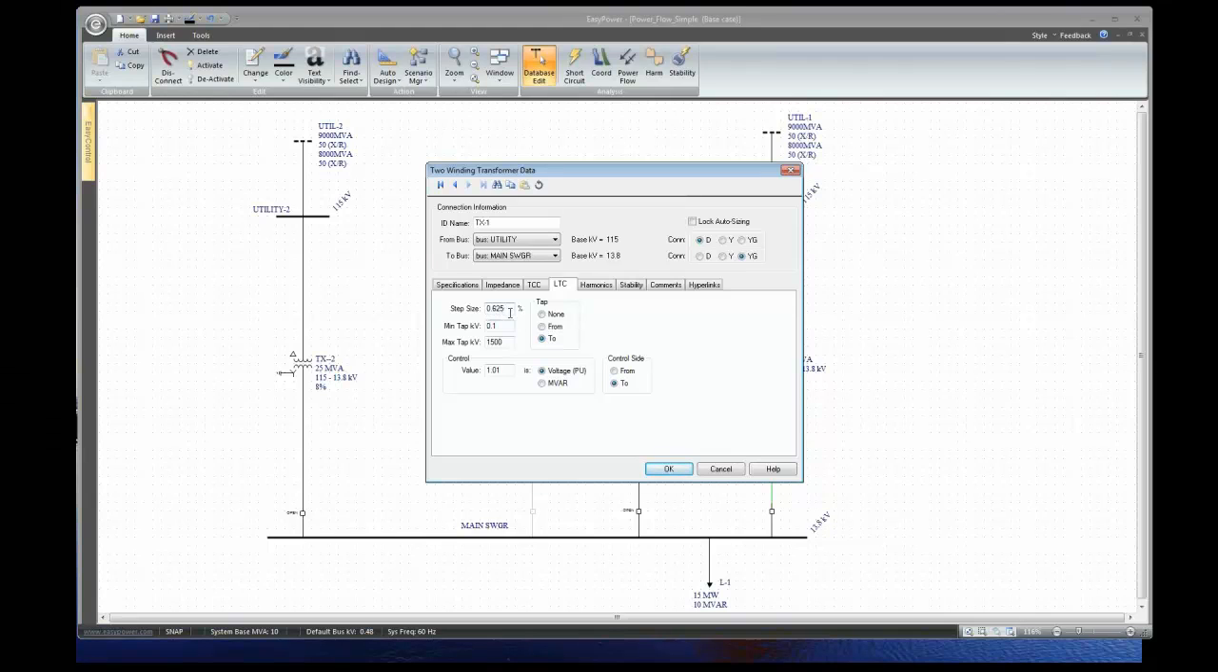The step size is the voltage difference of each tap from one tap to the other. Typically it's plus or minus 10%, and there's plus or minus 16 taps on each side, so it works out to 0.625. Here's the min and the max. This, again, is just kind of analogous to the big mega VAR range we set on the generator. We want to keep this really wide so the program doesn't stumble on that if it runs outside of its range. And here's my set point. This is just like the set point we set for the generators.